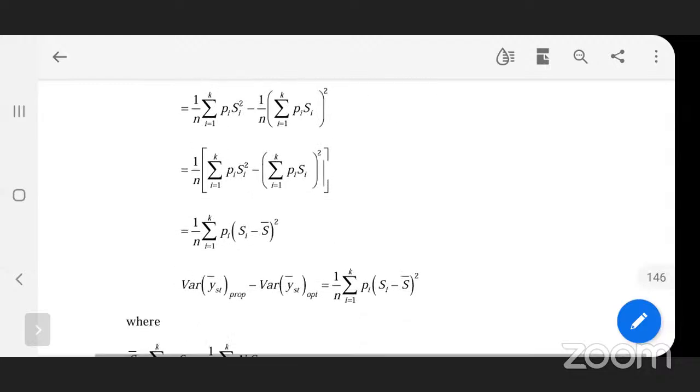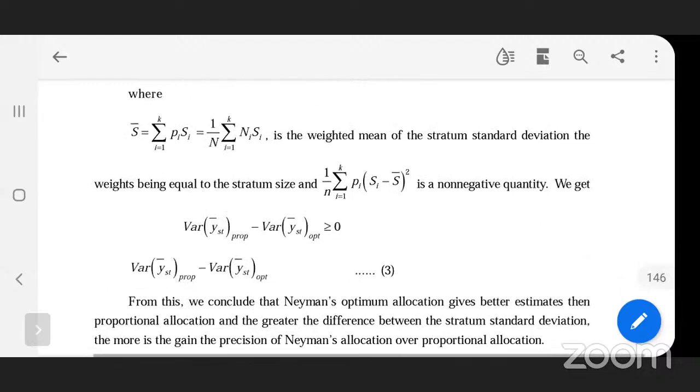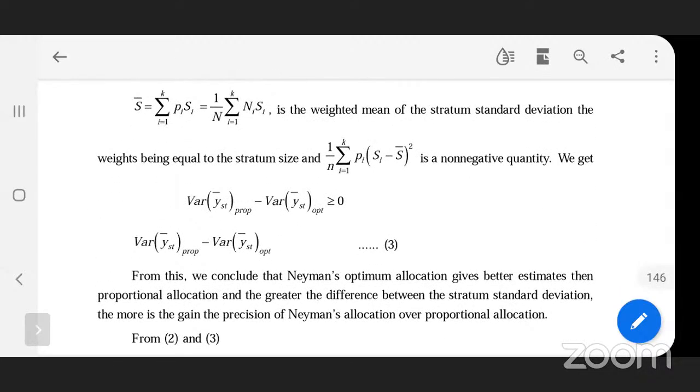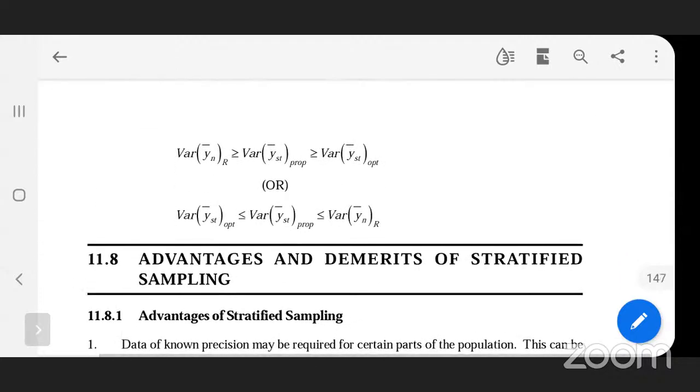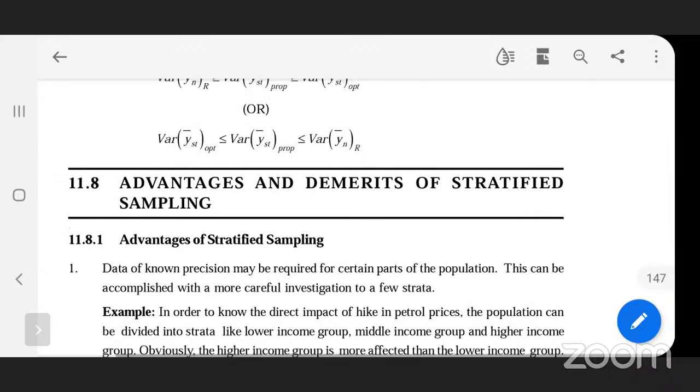It is automatically, it is also clearly greater than or equal to 0. So that proportion is greater than or equal to variance of optimal. So from the above relations, the optimal is less than or equal to proportion is less than or equal to R. This is overall information about that. It's the most important theorem.